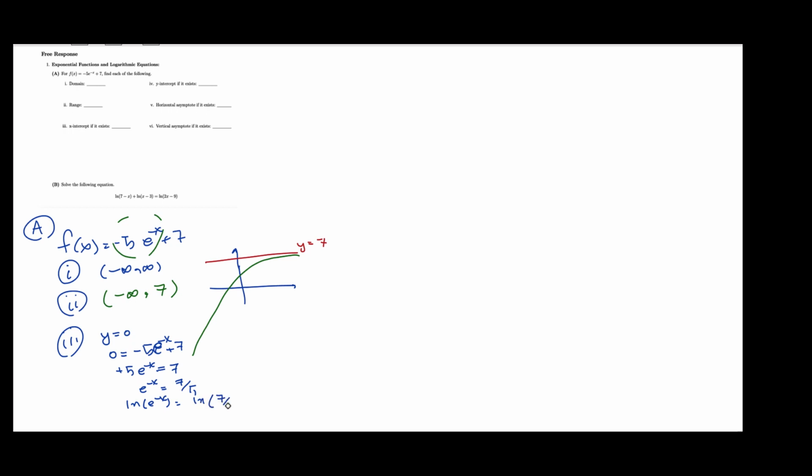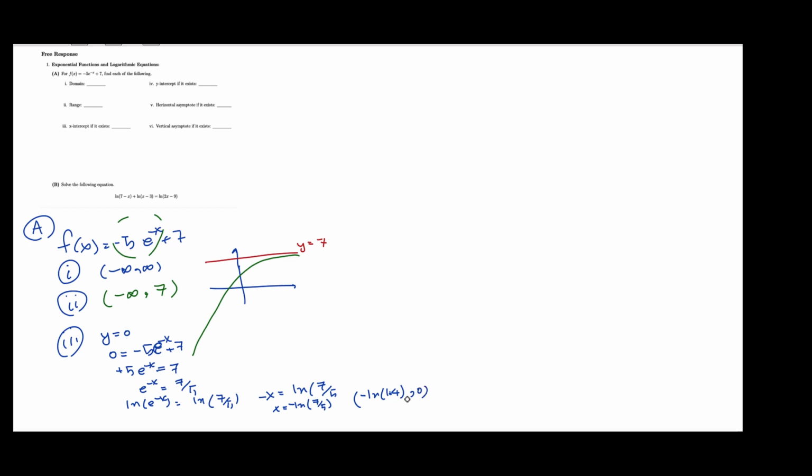Natural log of 7/5. This side is just going to be negative x, because natural log and e are the reciprocal of each other, so I end up with this, which means that x equal to negative natural log of 7/5. Now this is just the x value for the x-intercept, and y value was 0. By the way, 7/5 is also 1.4, and 0 is the answer.